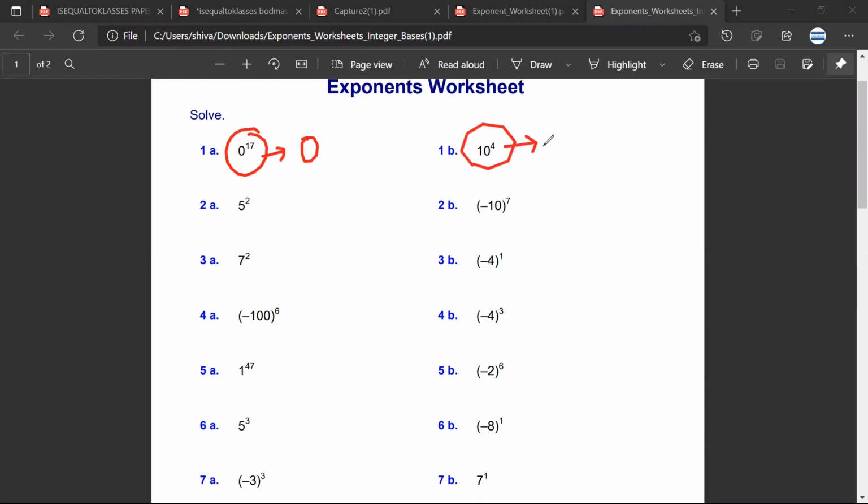10 raised to power 4 is 10,000. Okay. 5 squared, 5 raised to power 2, is 25. Minus 10 raised to power 7.